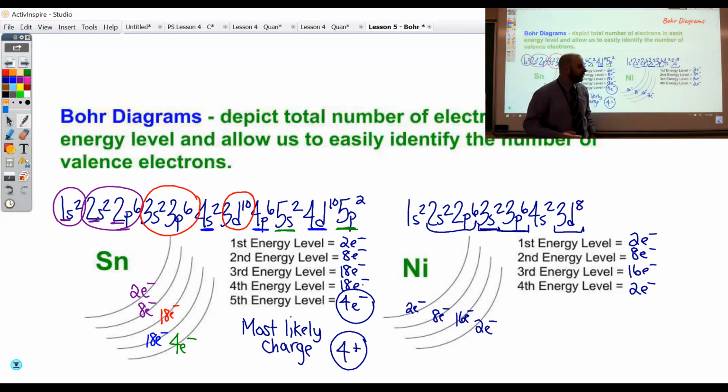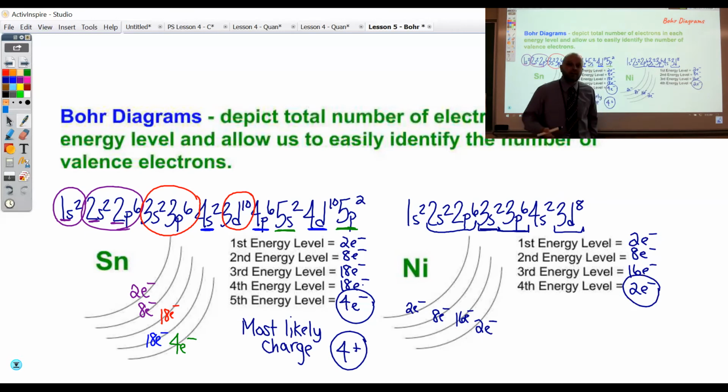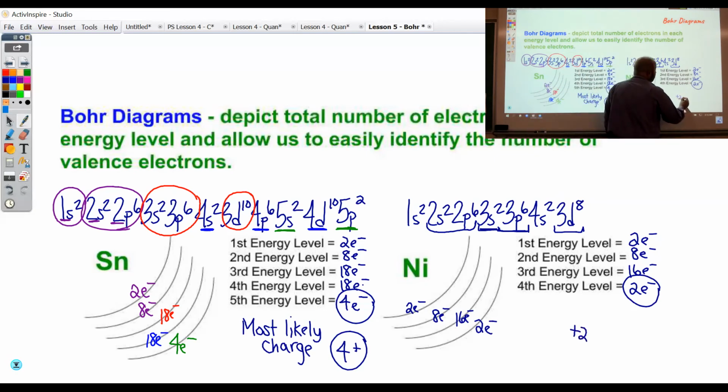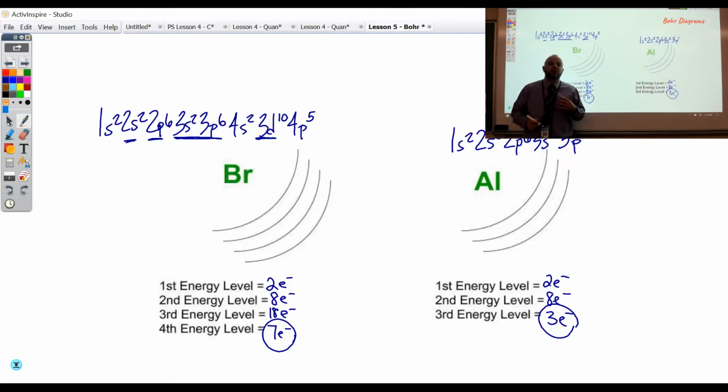For nickel, nickel has 2 electrons in its outermost level. Nickel is also a metal, so it will lose electrons. Therefore, the most likely charge for nickel would be a positive 2 or 2 positive based on the loss of those 2 valence electrons. When we look at nonmetals, remember that they do the opposite.